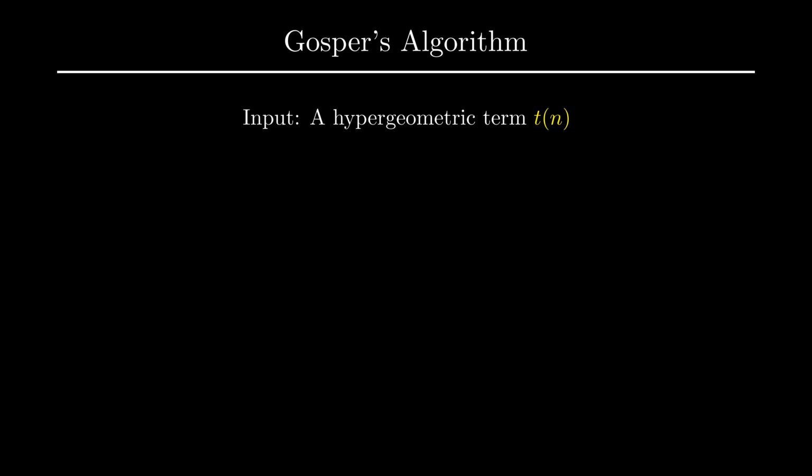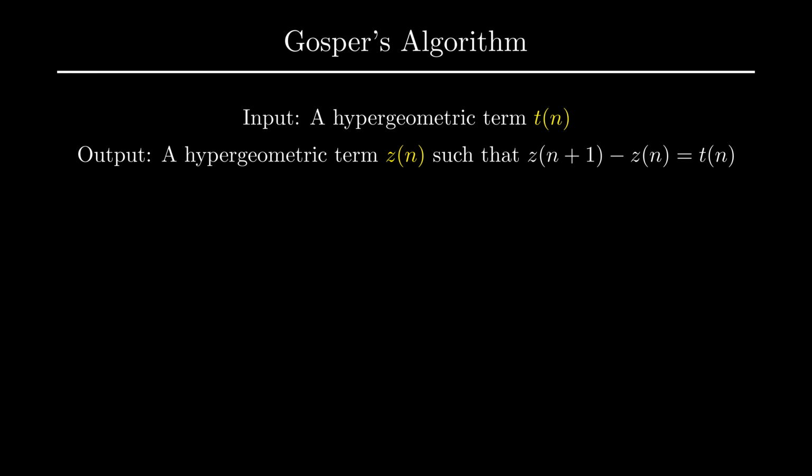In short, take a hypergeometric term t. Gosper's algorithm tries to find a way to express this term t of n as z of n plus 1 minus z of n for some hypergeometric term z. This makes the summation of t, the goal of this video, much easier as it allows telescoping. Once we have this z term we are looking for, the sum of all the terms t is simply z of n plus 1 minus z of 0.